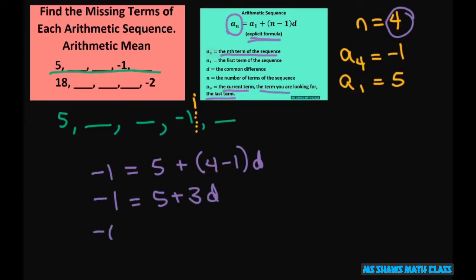Subtract the 5, negative 6 equals 3d. So clearly d equals negative 2 if you divide both sides by 3. So now just keep subtracting 2. And when you do that, you're going to get 5, 3, 1, negative 1. And then go ahead and do the last term as negative 3. And you could keep going on if you wanted to. But we only need to do 5 of these.